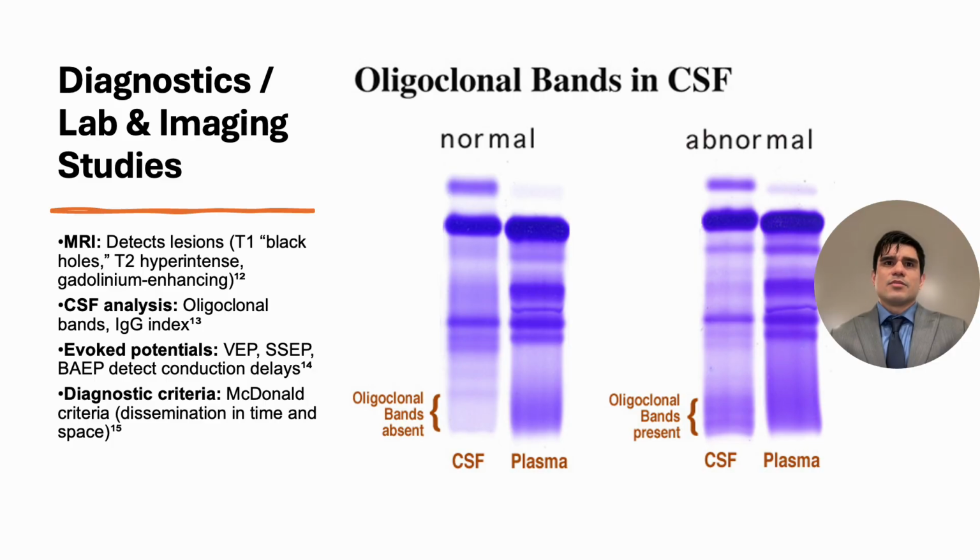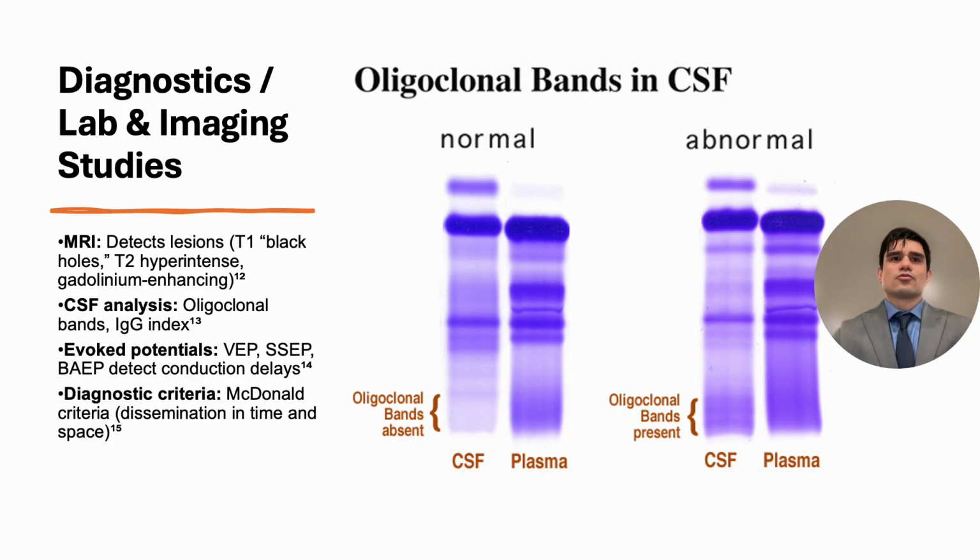So MRI is the main diagnostic tool. The T1-weighted images show black holes, while T2-weighted images show hyperintense lesions. Gadolinium contrast highlights areas of active inflammation.